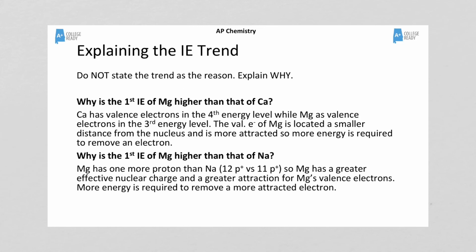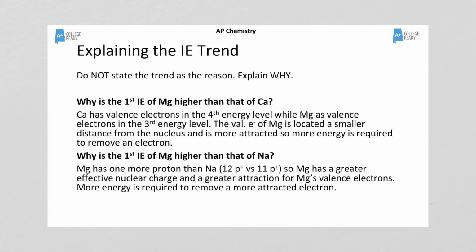So, calcium has valence electrons in the 4th energy level, magnesium in the 3rd. Again, this sounds very similar to what I said before, but we just have to relate it to ionization energy. So, since the valence electrons of magnesium are a smaller distance from the nucleus, that means they're more attracted and would require more energy to remove. So again, it's more attracted, requires more energy.